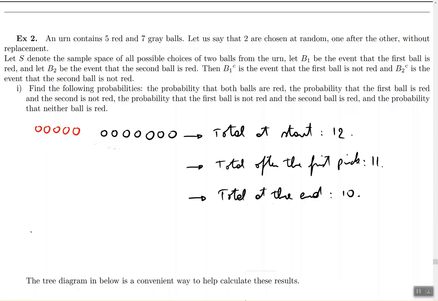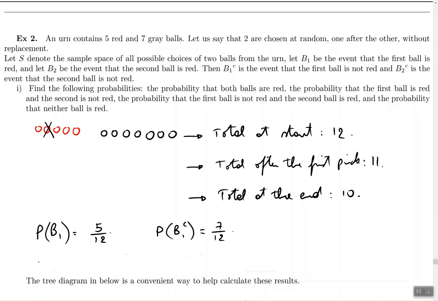So for example, if I pick the red ball on the first try, what's my probability of doing that? Well, in order to pick a red ball on the first try, I have to select one of these 5 out of the total of 12. And what's the probability that I don't pick the red ball on the first try? So in other terms, what's the probability I end up picking the gray ball on the first try? Well, there are 7 of those and a total of 12 balls in total.